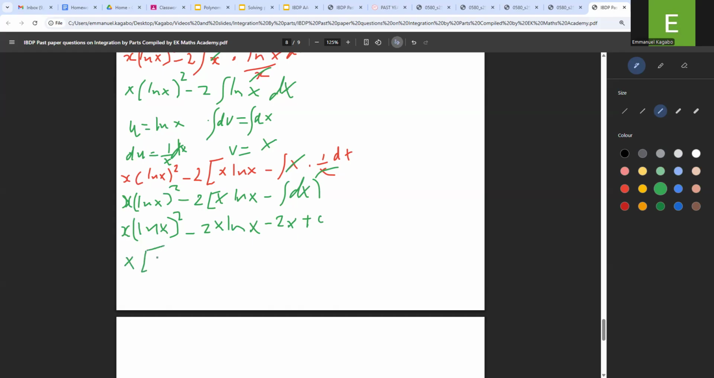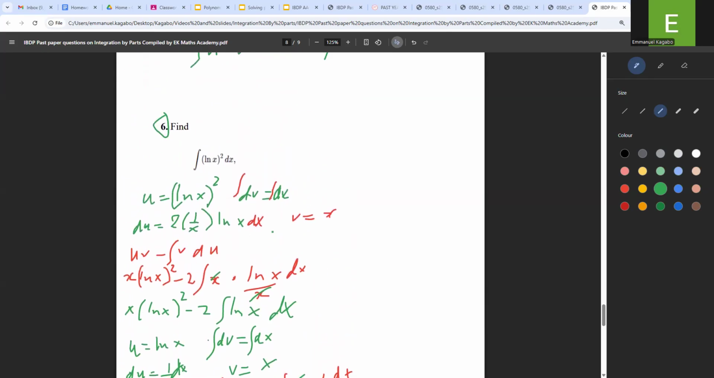It's better sometimes. So you're going to get x bracket ln x squared minus 2 ln x minus 2, then everything plus c. That is it, guys. Okay, so that is a good question, very interesting.